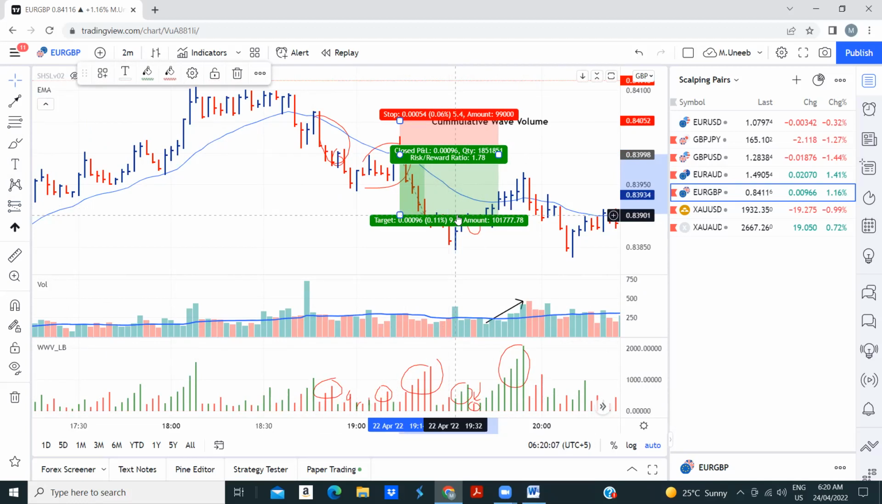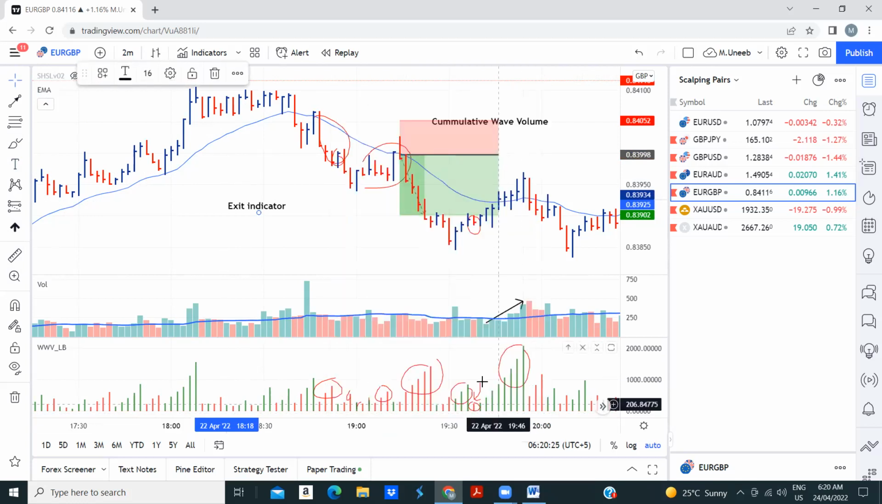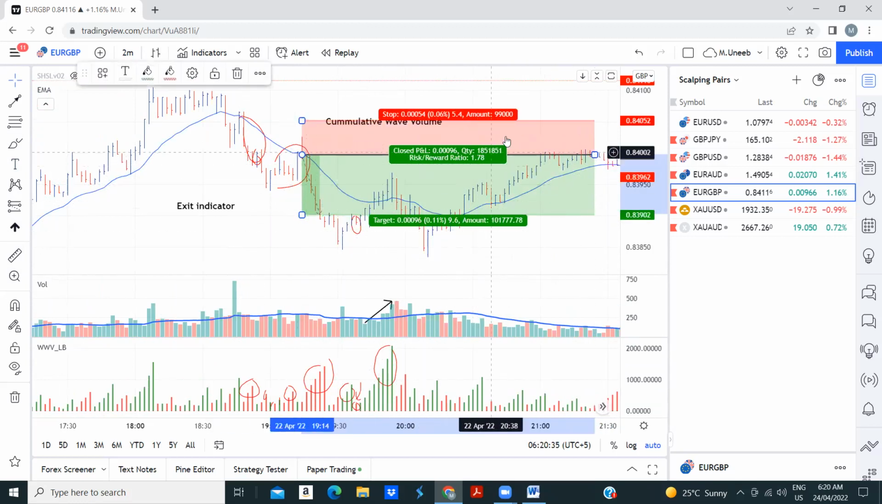If you keep on trading, you will lose money, because here the market is reversed. So this is also known as an exit indicator. It tells you when the market conditions are changing and you must exit your trade. Now you see, if I hold onto my trade, what will happen? My winning trade would become a losing trade.